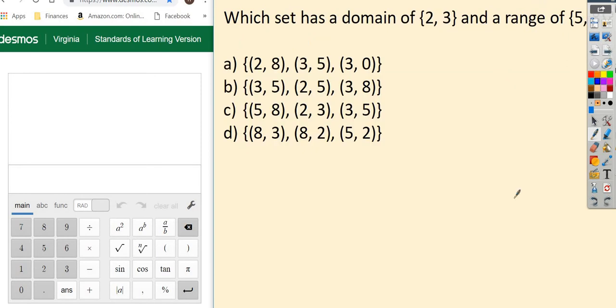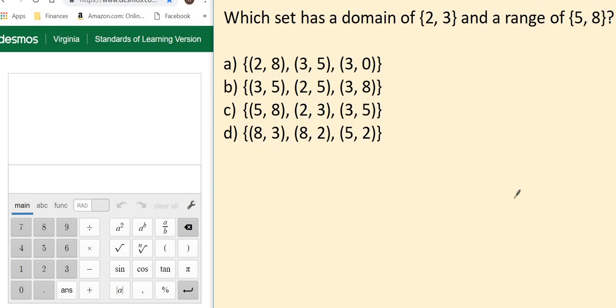Alright, which set has a domain of 2 and 3? That means x values, and a range of 5 and 8. So x values of 2 and 3. 2, 3, 3. That worked. 3, 2, 3. That works. 5. Nope. That one will not work because it just needs x's of 2 and 3. And then D won't work because it's got 8s in the x spots.